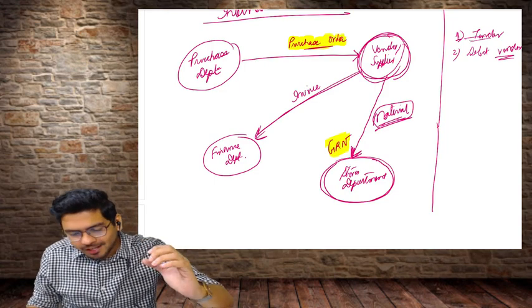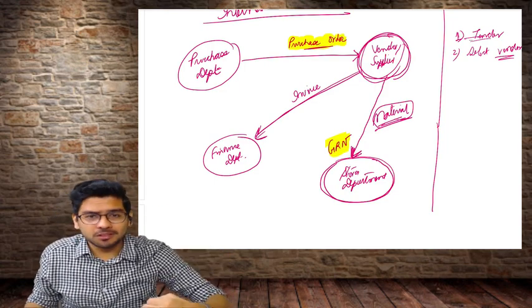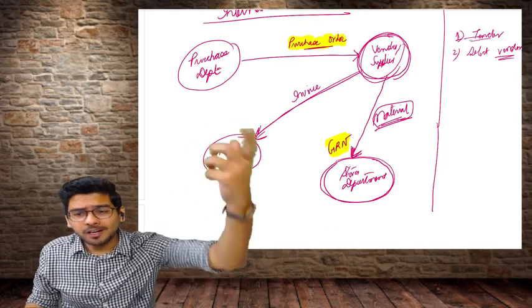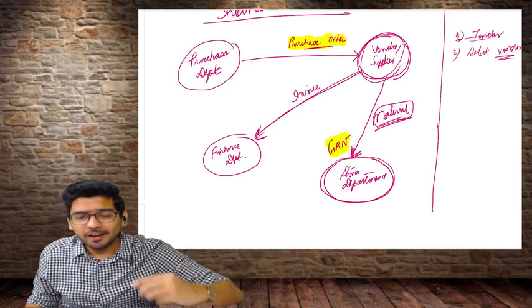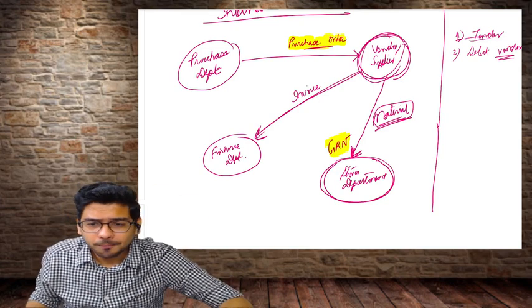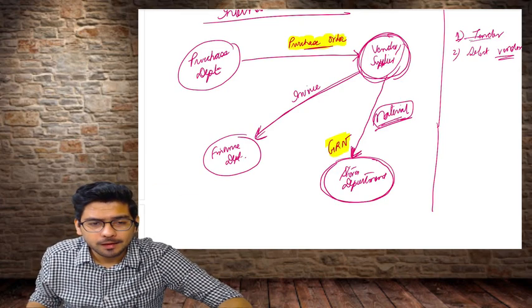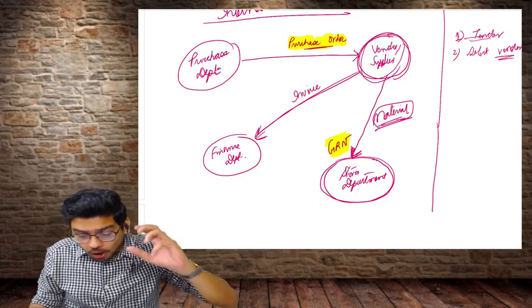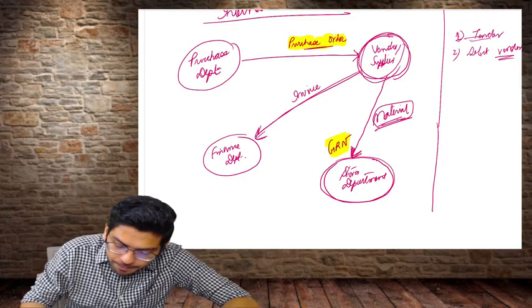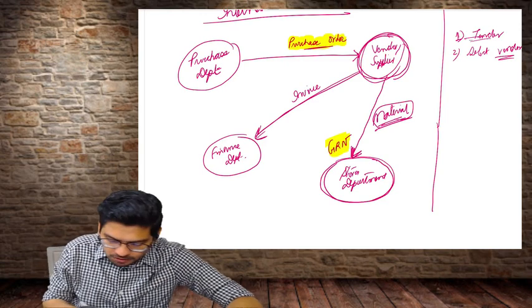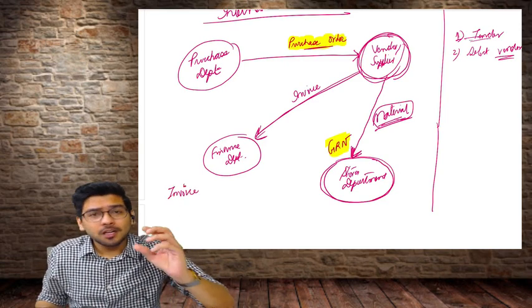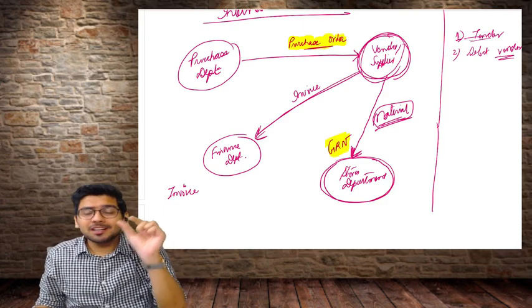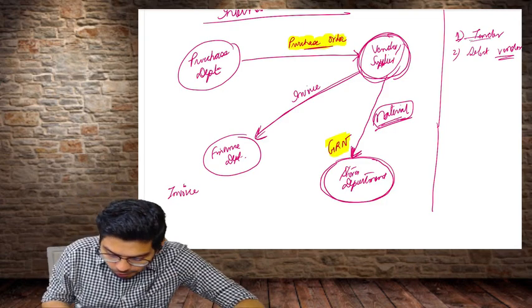So do you think upon receipt of the invoice, the finance department should immediately pay the vendor? Yes or no? No. So how should they be paying? They should have certain controls in place. They should check the invoice. Obviously the invoice will have the quantity and the description of goods, right? So they are going to check the invoice.